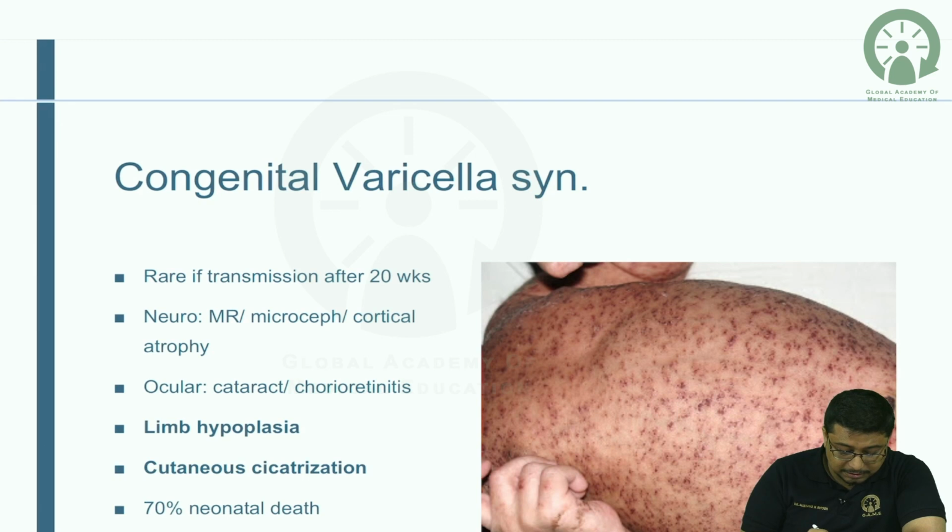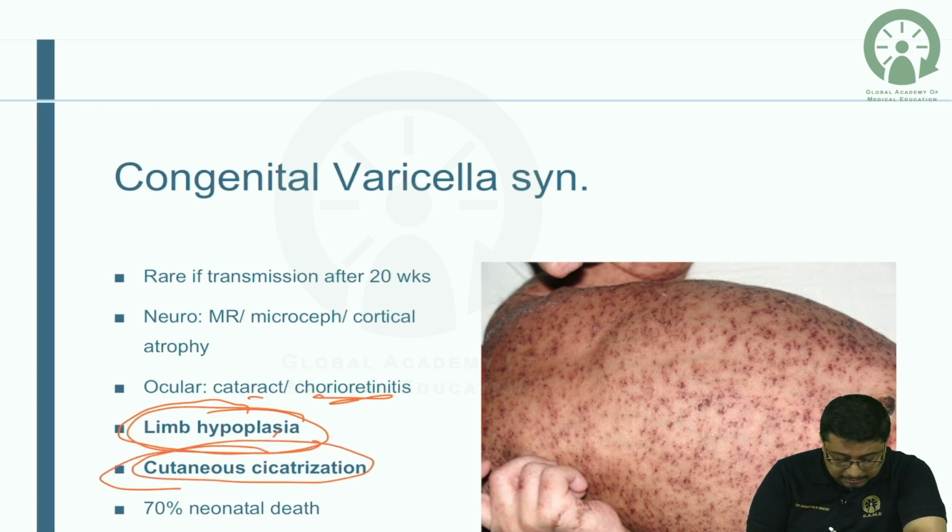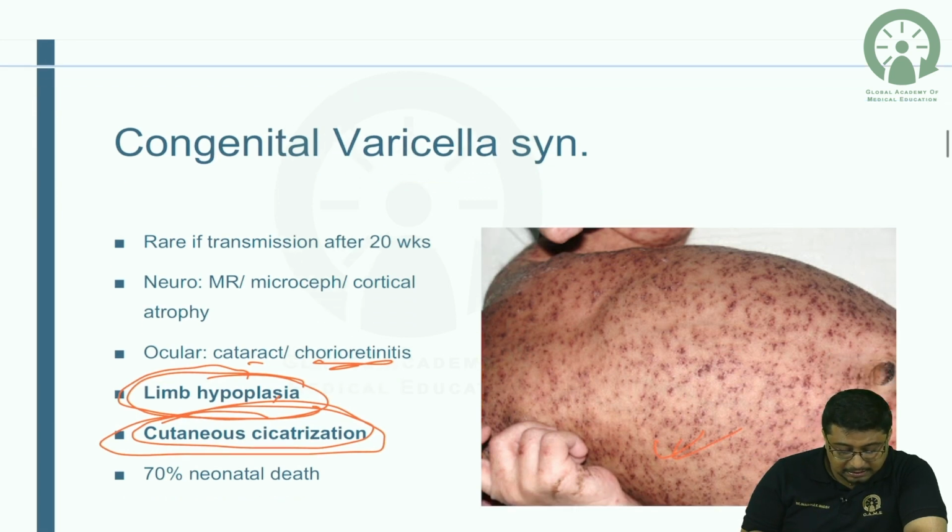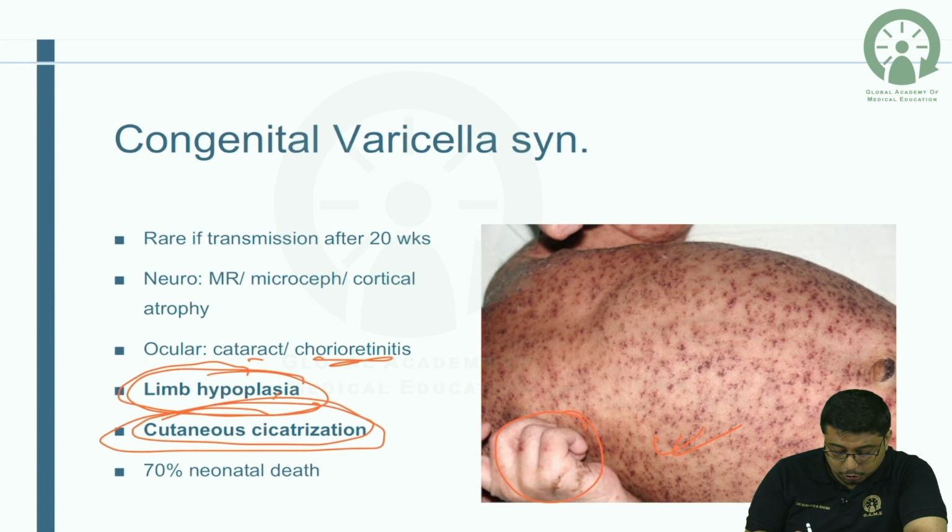So what are the features of congenital varicella syndrome? Remember two things. See, chorioretinitis and cataract, this is common. Limb hypoplasia and cutaneous cicatrization, cutaneous scarring, like in this picture. So these two are very important, and you can see the arms are short as well, right?